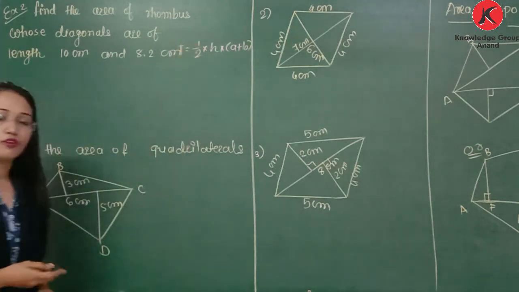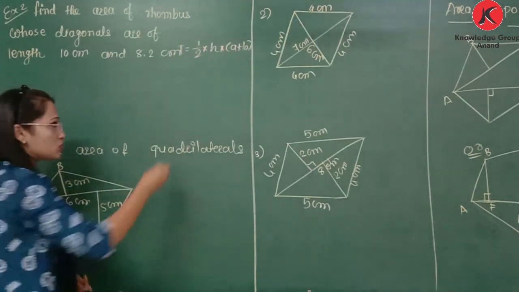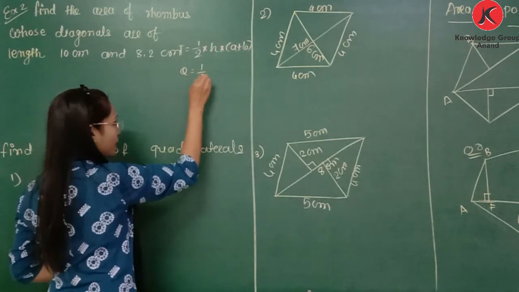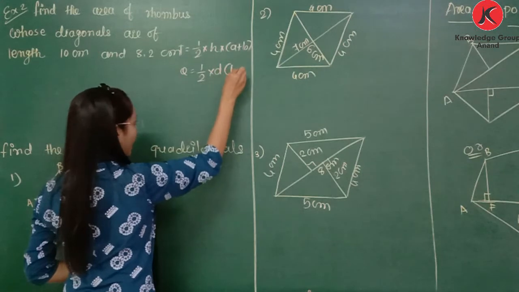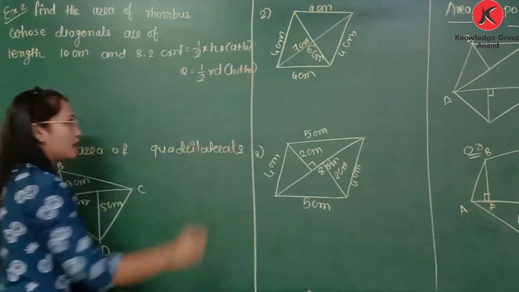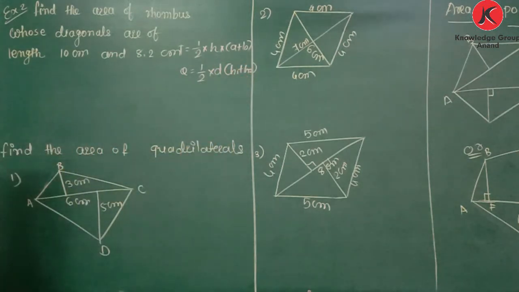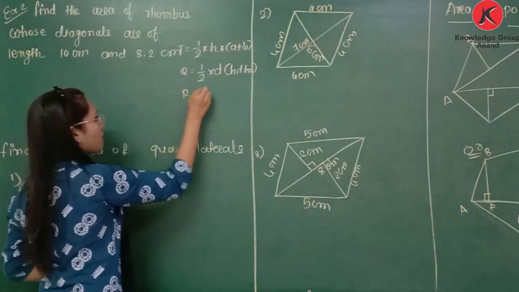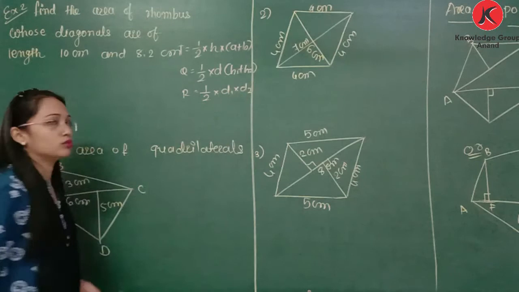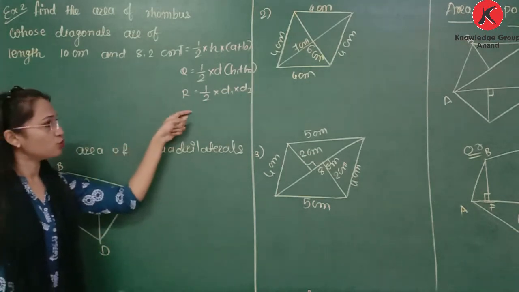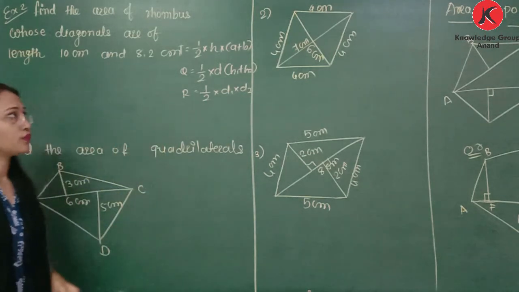Now what is the equation for the area of a quadrilateral? That is a general quadrilateral. It is 1 by 2 multiplied by diagonal, height 1 plus height 2. That is the area for a general quadrilateral. And what is the equation for the area of a rhombus? That is 1 by 2 diagonal 1 and diagonal 2. So these are the three new equations that you need to remember.